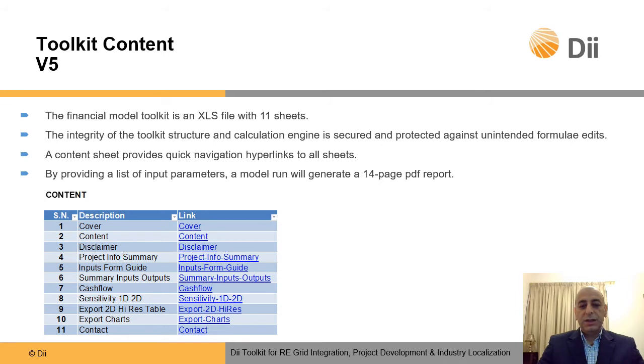The toolkit is structured in 11 sheets. It's an Excel-based workbook, and the flow of information is shown in the table below. It has a cover sheet, content, disclaimer, project info summary, inputs form guide with notes and guidelines, summary of input and output in one sheet, cash flow projection, sensitivity in one dimension and two dimensions, and a special export 2D high resolution table for GIS interface. The toolkit also has an export function to export the charts and tables into other report formats.